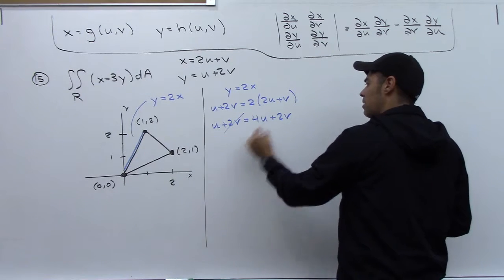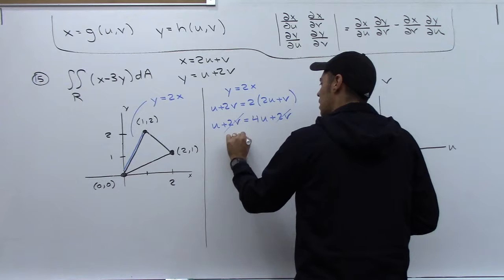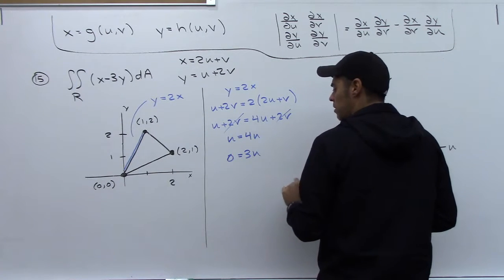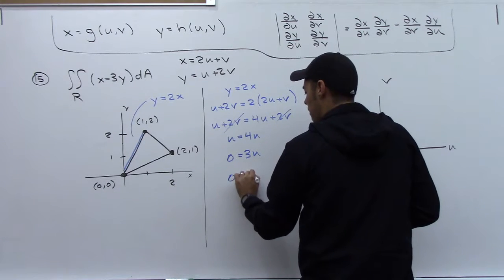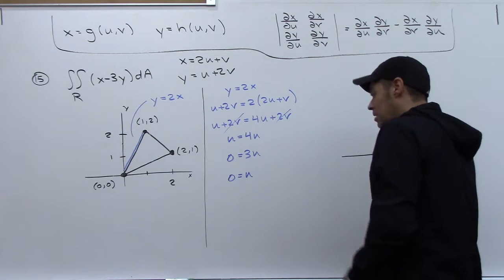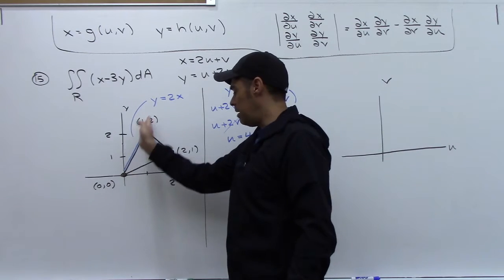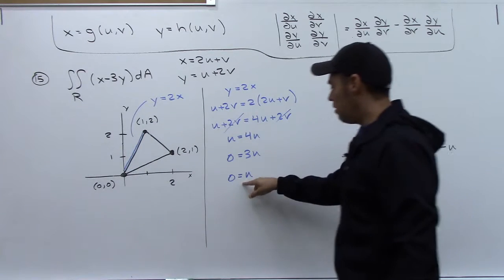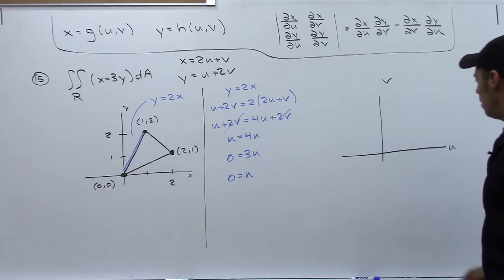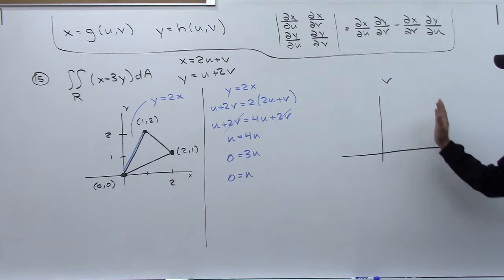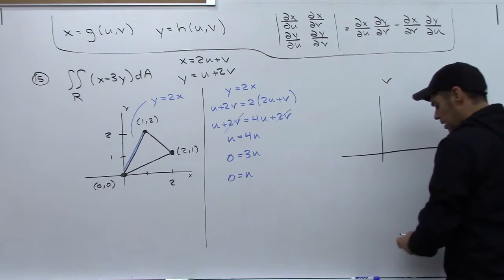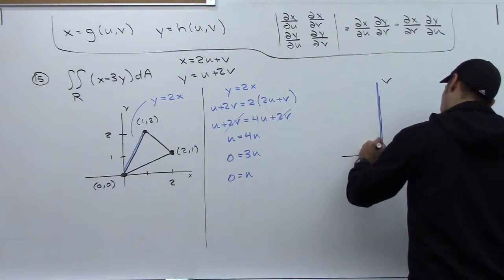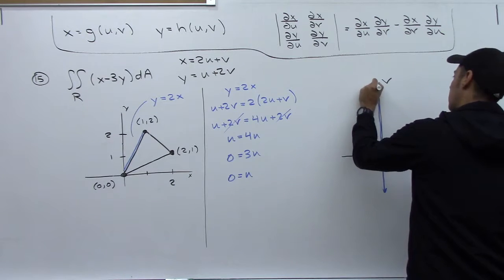Notice I can subtract 2v from both sides. I get u equals 4u. Subtract u on both sides. 0 is 3u. Divide by 3, you get u is 0. So what I know is that this line gets taken over. And remember, the line extends forever, but this line segment would be taken over to the line u is 0. So over here in the uv plane, if u is 0, then I imagine having a vertical line, u equals 0, that would extend forever like this.